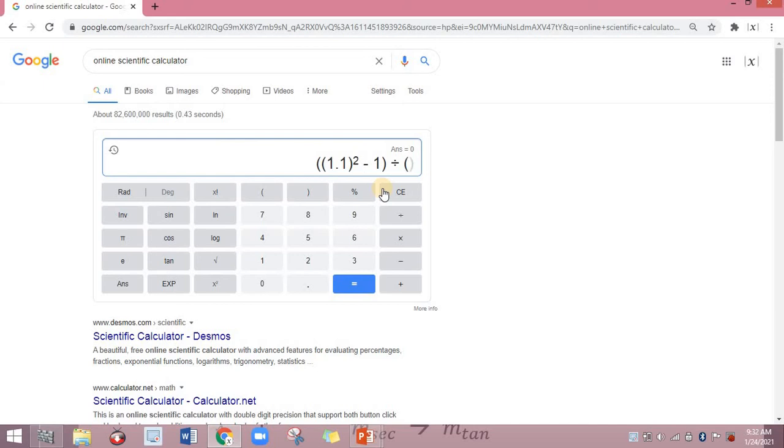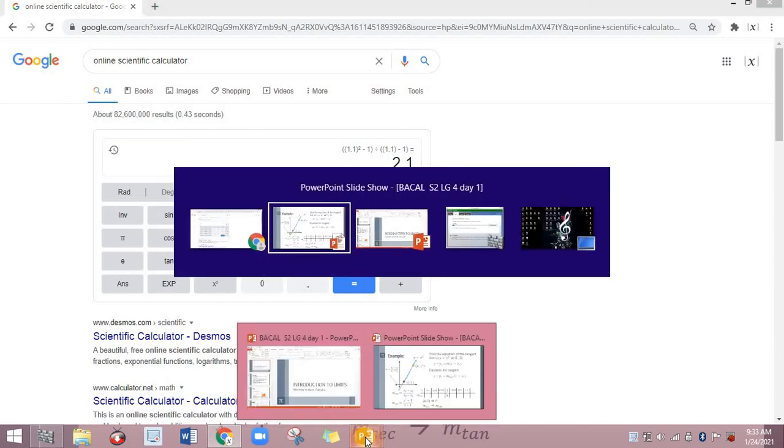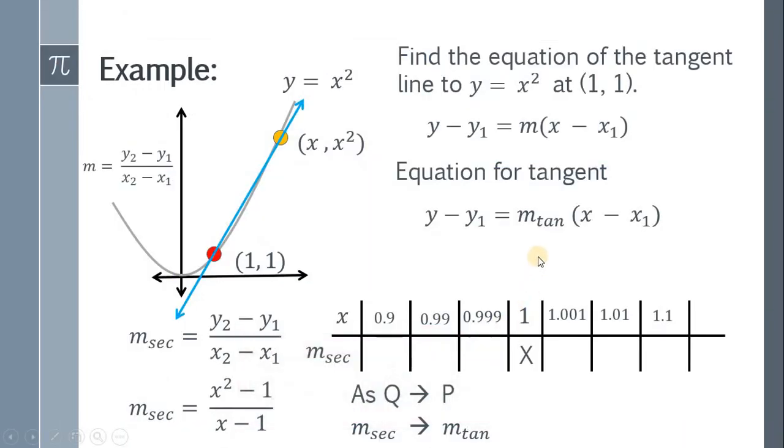Divided by. We have parenthesis muna para dun sa 1.1 para madaling palitan mamaya. Close parenthesis, minus 1, and then close parenthesis ulit. And then hit equal sign. So, we get the answer 2.1. Balik tayo. Okay, so the answer is 2.1.